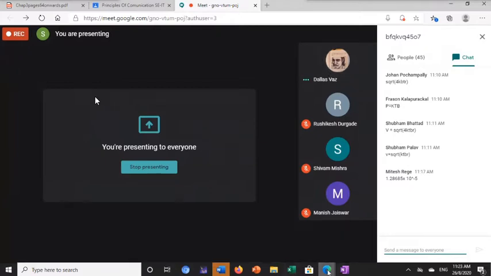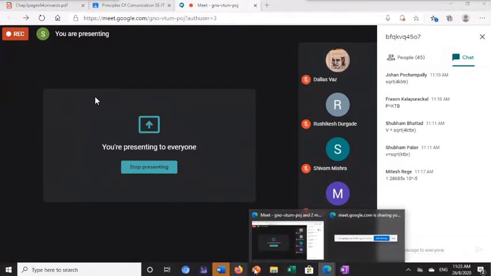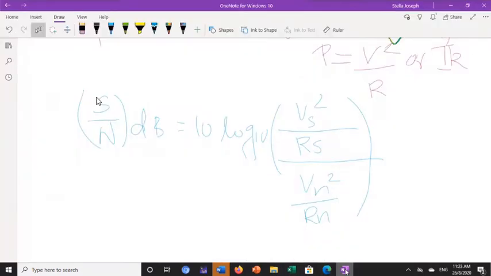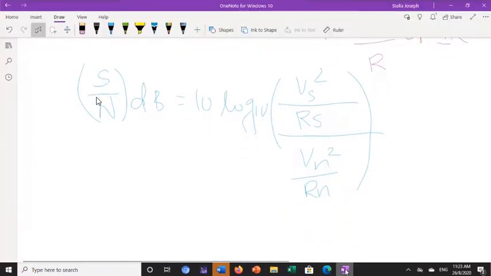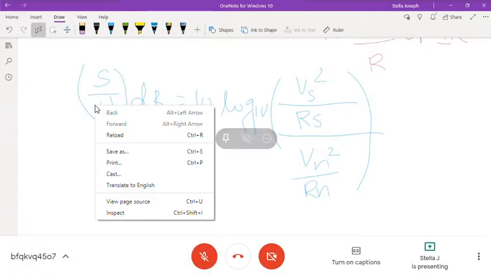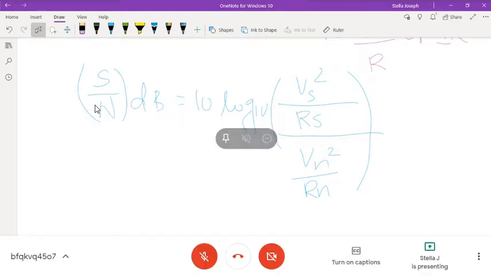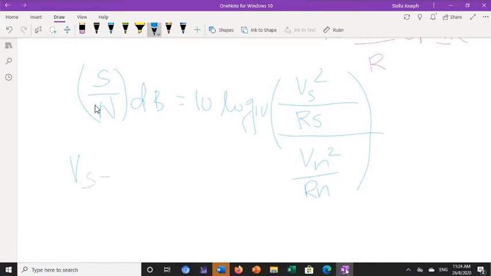If they ask you to write in terms of input and output, what do you have to do? Input voltage and output voltage. Instead of source and noise, they will give you input and output noise voltage. So you have to take Vs is equal to V in and Vn is equal to V out.